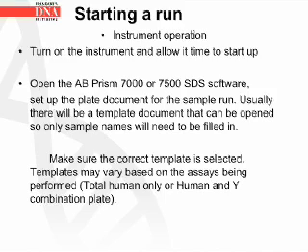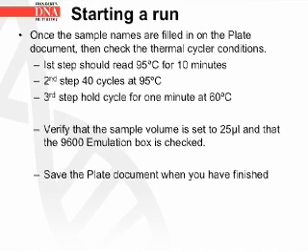Now that we have set up our plate, we can go to the instrument. First, turn on the instrument and allow it time to start up. Open the AB Prism 7000 or 7500 SDS software and set up the plate document for the sample run. Usually there will be a template document that can be opened, so only sample names will need to be filled in. Make sure the correct template is selected. Templates may vary based on the assays being performed, whether it is total human only or human and Y combination plates.